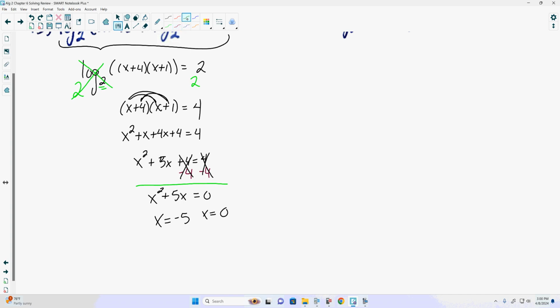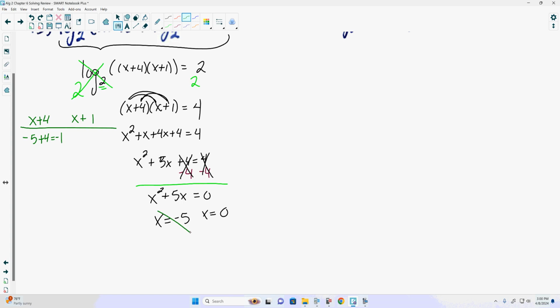Now I will say anytime we have 2 solutions, you do need to check to make sure that both of them work. And if one of them doesn't, we're going to mark it out. Now our 2 places that we can't have 0 or negatives is 4x plus 1 and x plus 1. Now the first value we can try is -5. Well, -5 plus 4 is -1.